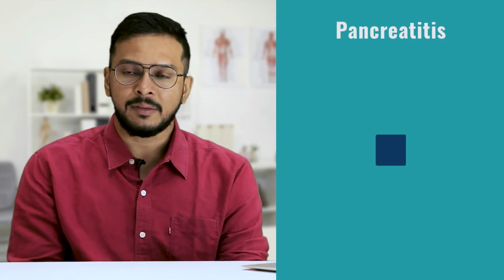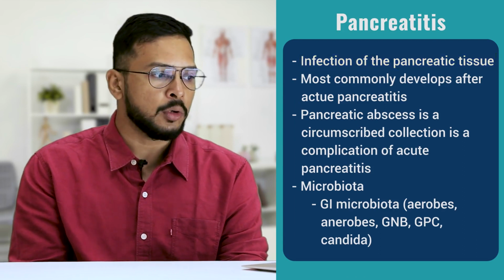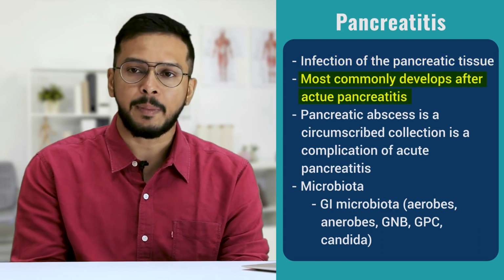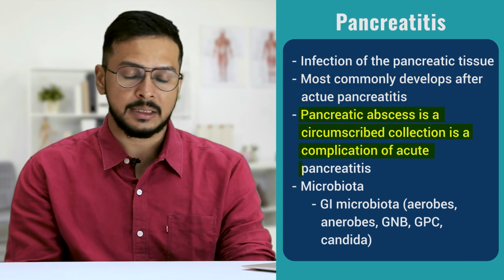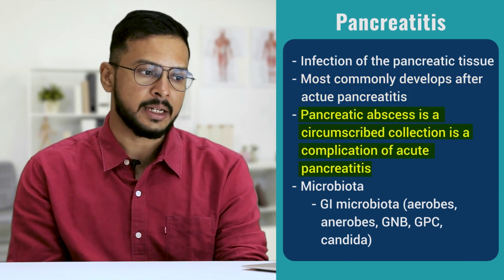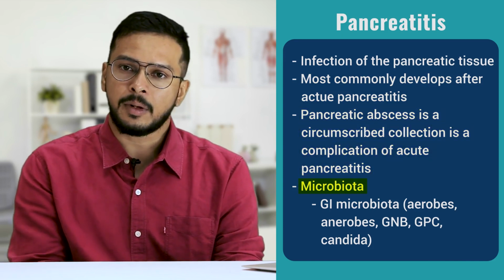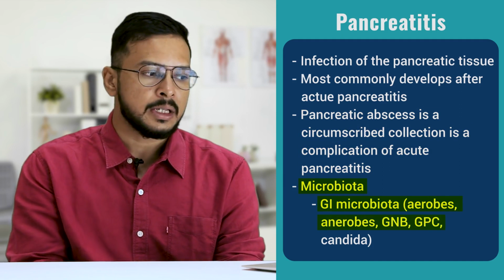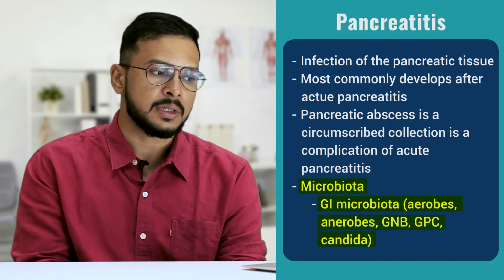Now moving on to infection in the pancreas, which is called pancreatitis. So pancreatitis is basically inflammation of the pancreas, and it can be because of an infection. It most commonly develops after acute pancreatitis. So pancreatic abscess is actually a circumscribed collection, and it is a complication of acute pancreatitis. Again, the microbiota is mainly from the gastrointestinal microbiota, which can be anaerobes, aerobes, gram-negatives, gram-positives, and Candida.